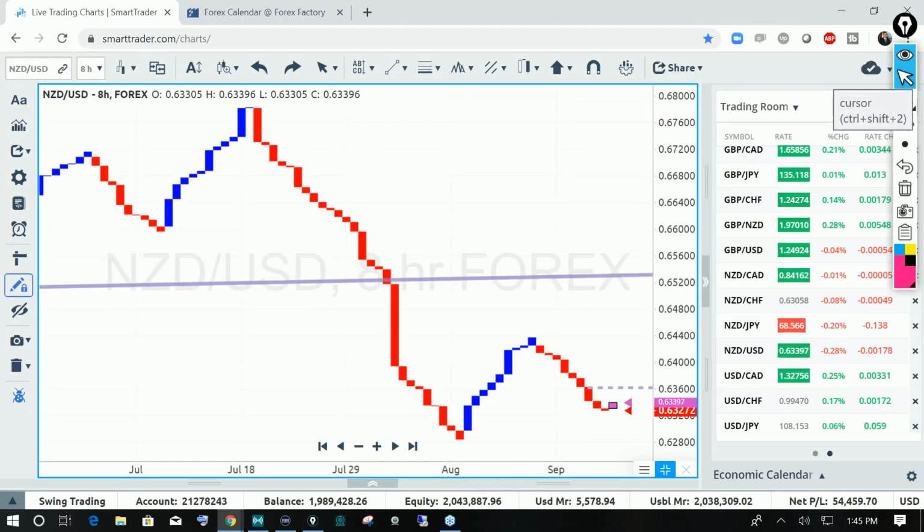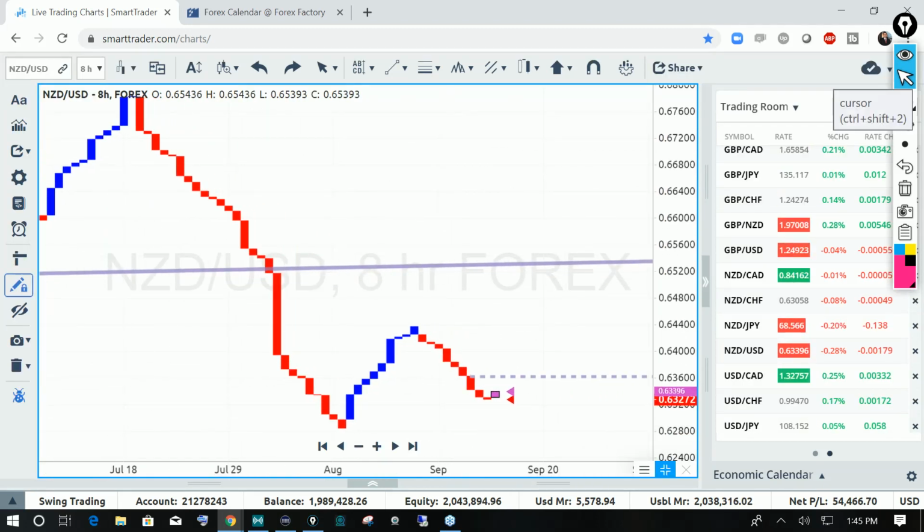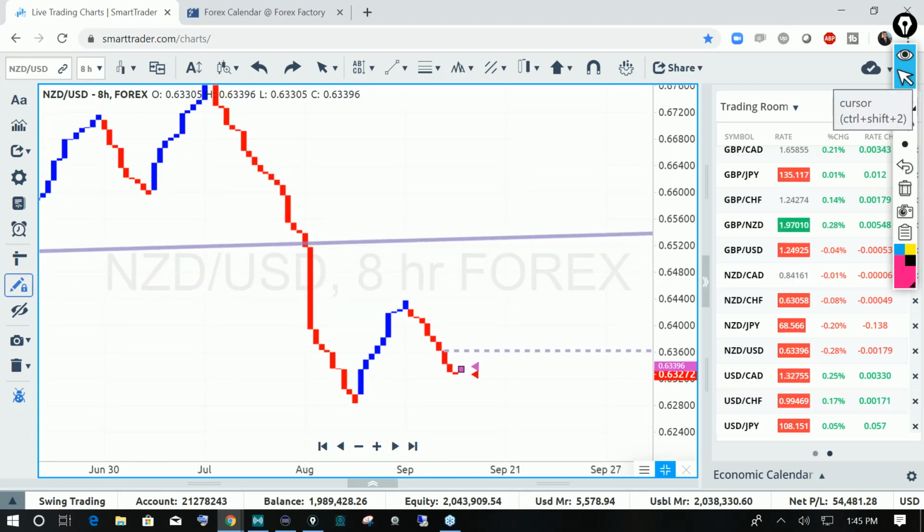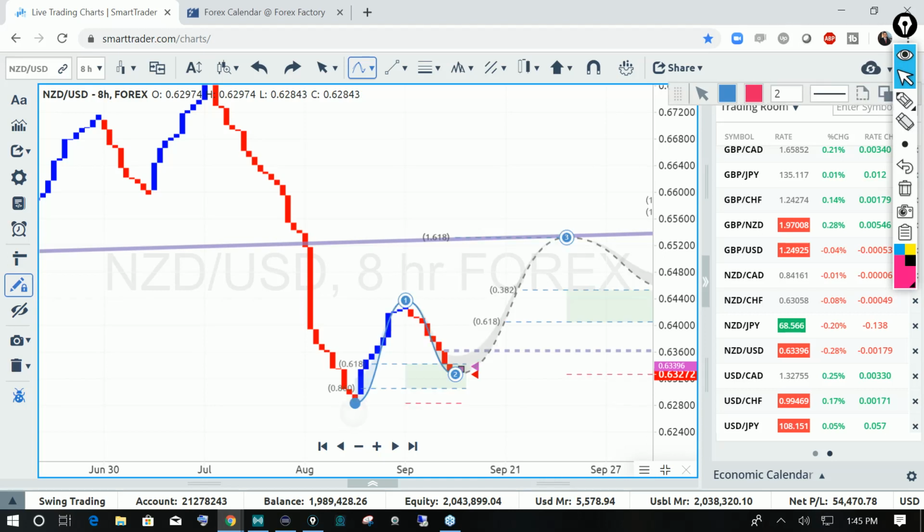I like to go to the 8 hour on this. Now, the 8 hour has shown us, traders, that the market's in a sell-off, right? But if I go ahead and draw in my smart waves here, and look at where we're at right here, although we haven't got a confirmation of the bulls yet controlling this market, it's going to take place.